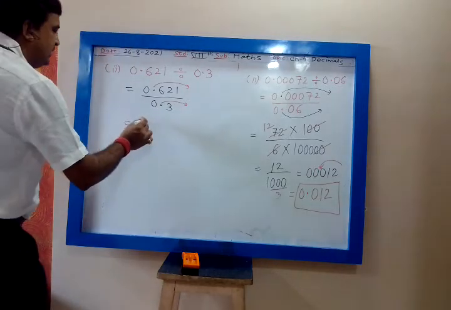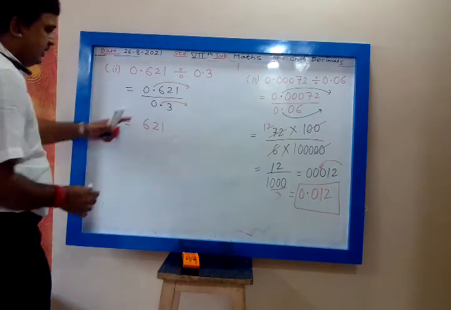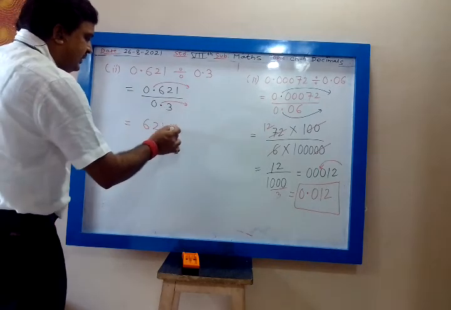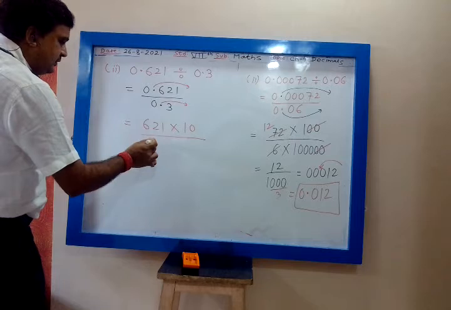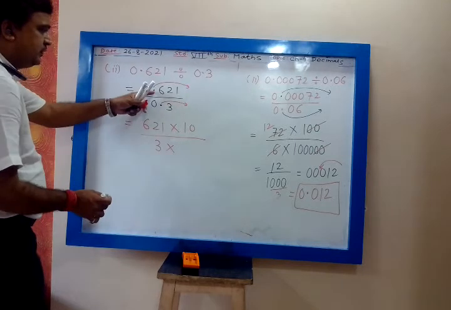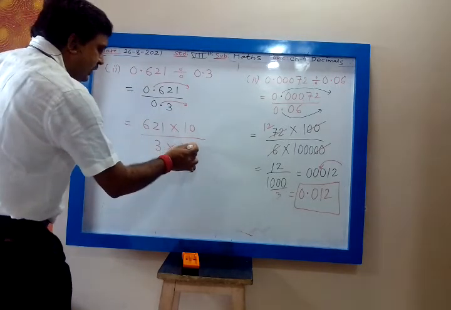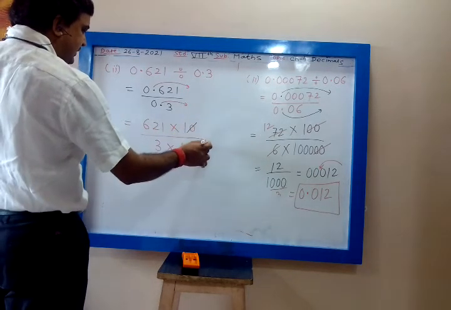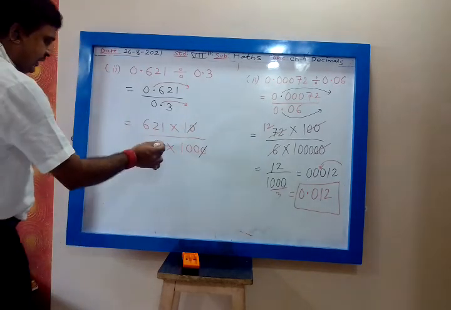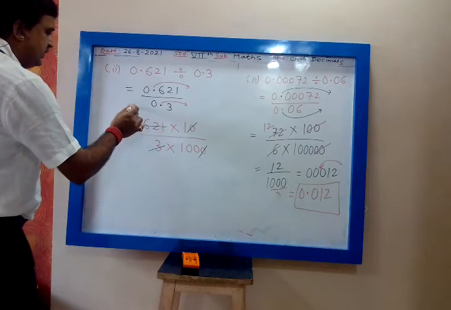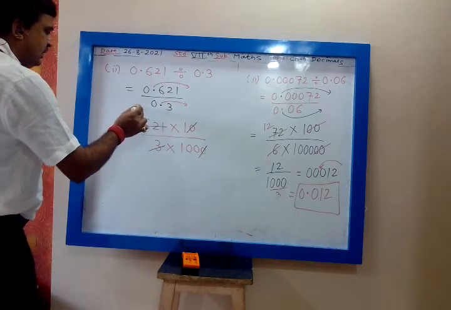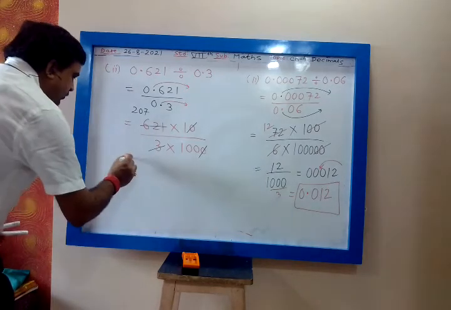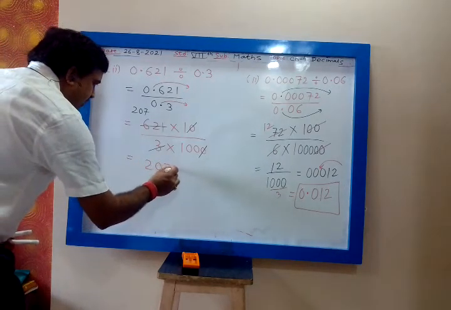So we write 621. Then in the denominator I have removed one decimal, so multiplied by 10. Then 3. In the numerator I have removed 3 decimals, so multiplied by 1000. Let us see what happens. One 0 gets cancelled. Then 3 2s are 6, 3 7s are 21. 207. So the answer is 207 upon 100.